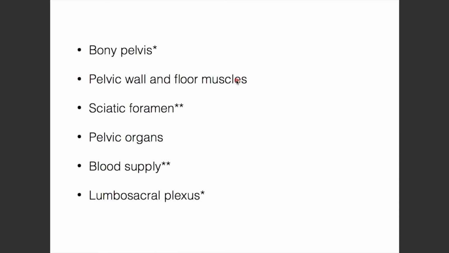So as I usually say, we're trying to cover the most important topics or the things that are most common in the exam. So our main focus is going to be on the blood supply. It's going to be on the sciatic foramen most of all, while the bony pelvis and the lumbosacral plexus also get priority. However, the wall and the floor muscles are not that important, and the pelvic organs are also not as commonly asked, so they're not going to be covered in detail.